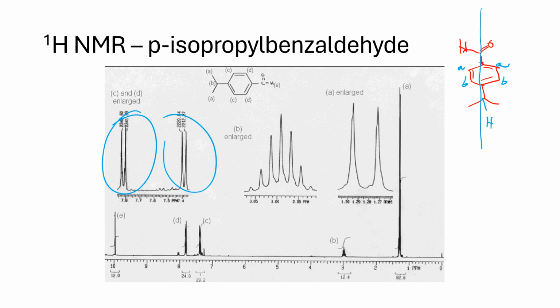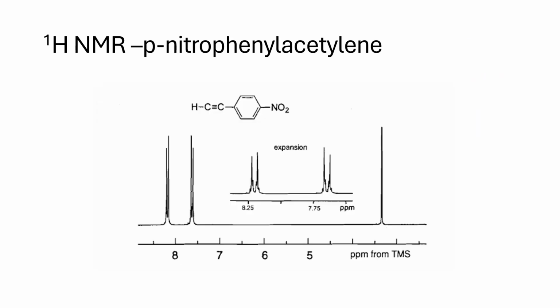And that is important when we're predicting. Now here's another pattern, para substituted. What we have here is in the aromatic region, so we're going to say A, B couples to A, so only one neighbor. That's why it is a doublet, neighbor equal 1.